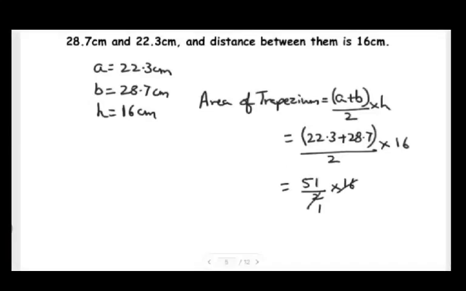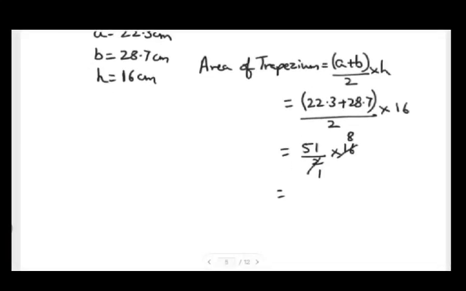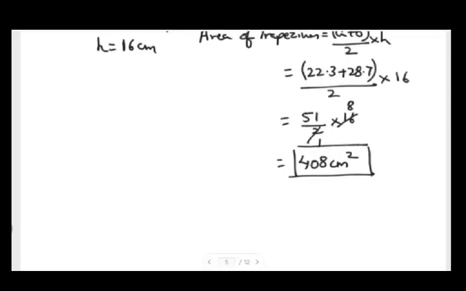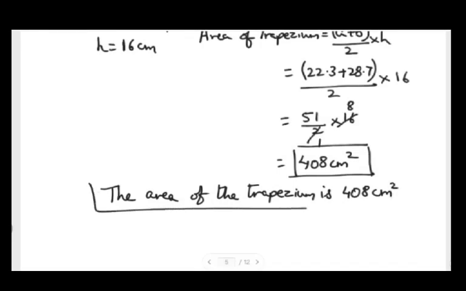2 ones are 2, 2 8s are 16. 51 into 8. 8 5s are 40. So it is 408 centimeters square. Correct? So what shall my statement be? Find the area of a trapezium. So the area of the trapezium is 408 centimeters square.